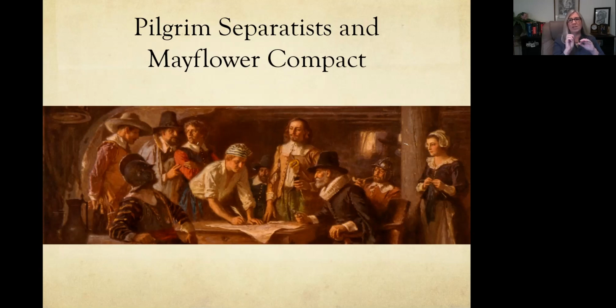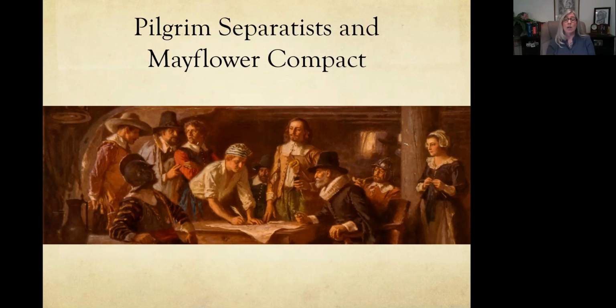They are religious dissenters who are challenging the authority of the king in England and his church. It could be perceived that they've kind of gone rogue and that they're going to start their own country. And when we look at the text of the Mayflower Compact, they are very clear that they are loyal subjects of the king.